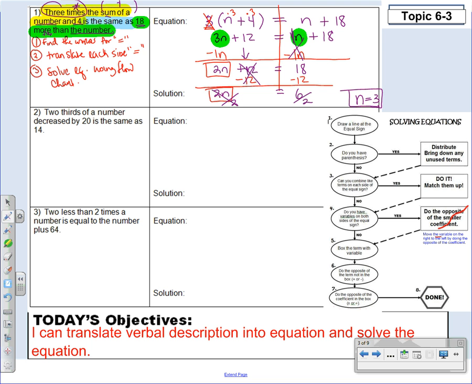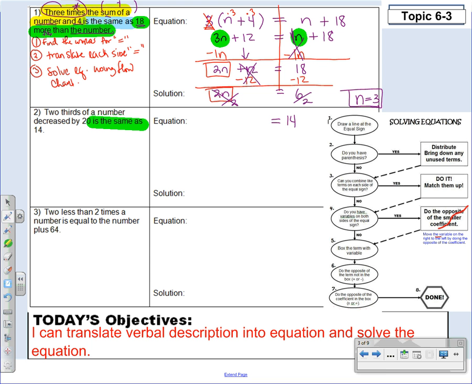Our next problem: 2/3 of a number decreased by 20 is the same as 14. Again, first thing we're going to do is recognize our equal. Is the same as tells us equal, and this one helps us out. It's going to be equal to 14. We've already taken care of the right-hand side.